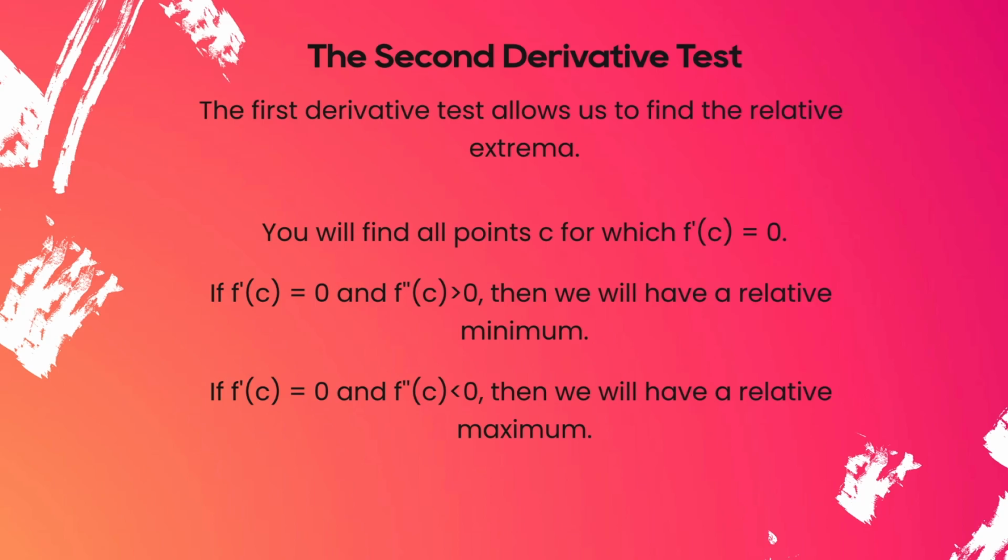So first you will find all points c for which f prime of c equals 0. Now if f prime of c equals 0, and f double prime of c is greater than 0, then we will have a relative minimum. And if f prime of c equals 0 and f double prime of c is less than 0, then we will have a relative maximum.